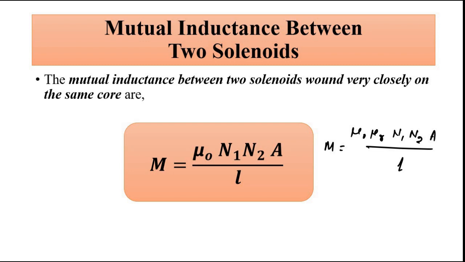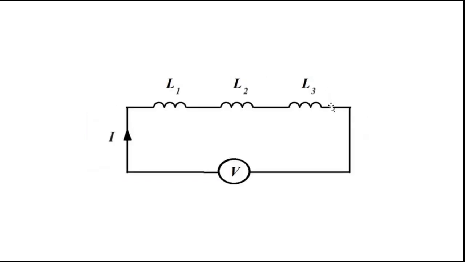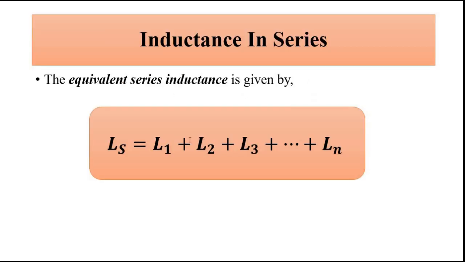Next is inductance in series. Let us say we have different inductors. We are not taking into account the mutual inductance here. Simply three separate coils of self-inductance values L1, L2 and L3 Henry. In that case, the total equivalent series inductance will be equal to L1 plus L2 plus L3, up to the nth inductance.